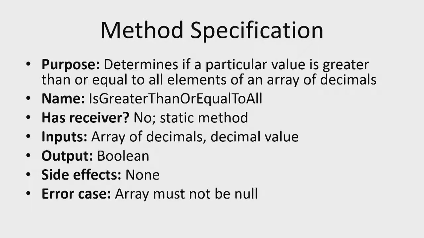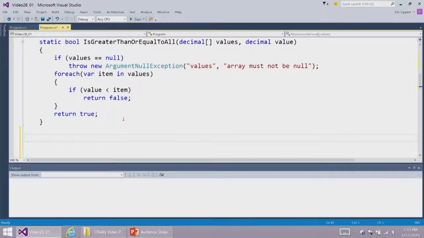Right? So again, we should reasonably be able to say, here's an empty array. Is this element greater than or equal to every element in the array? And figure out some sensible answer to that question. So let's take a look at the code for this thing. I've got a static Bool returning method called isGreaterThanOrEqualToAll. It takes an array of decimals and a value.